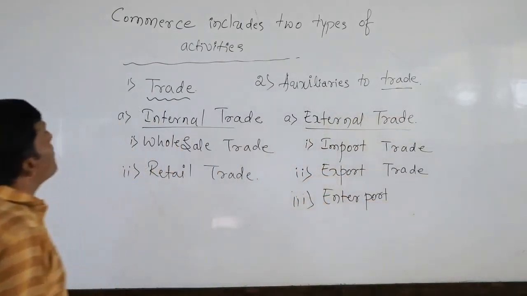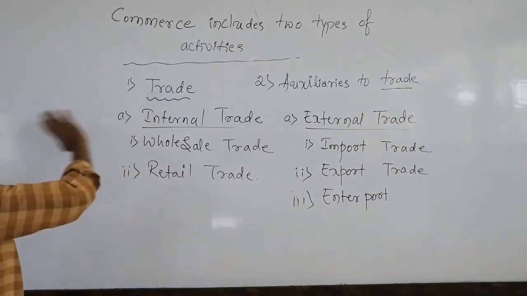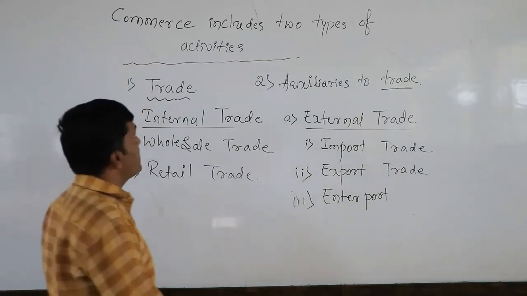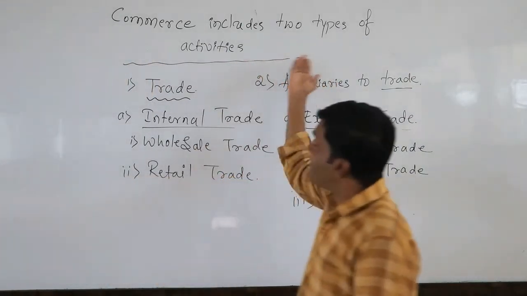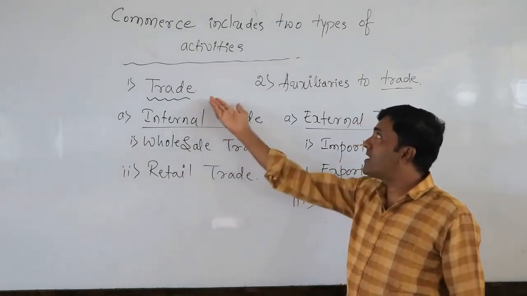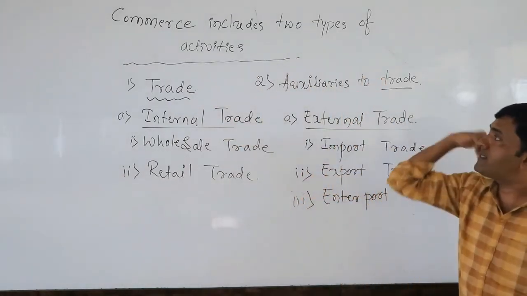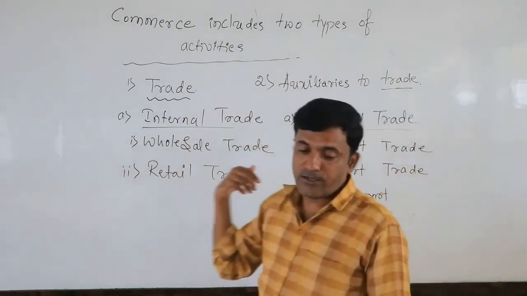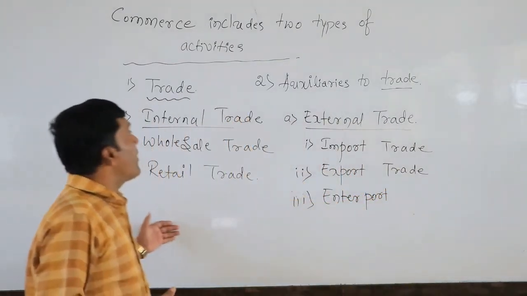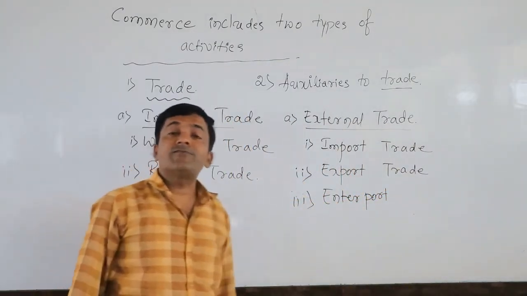So this is about commerce and its types of activities. Commerce includes two types of activities: one is trade and another is auxiliaries to trade. With this, I hope you have understood today's video class.